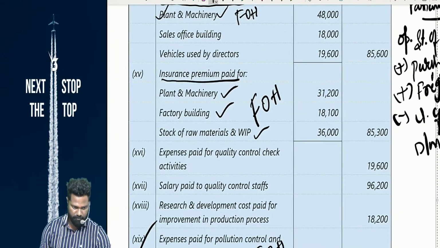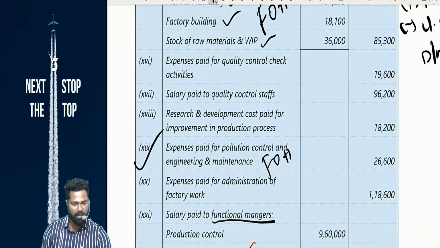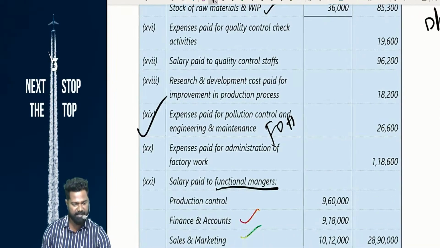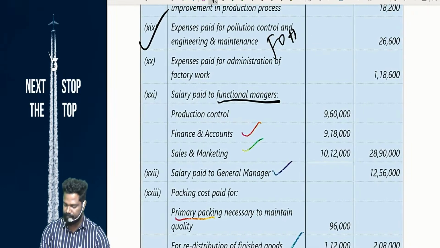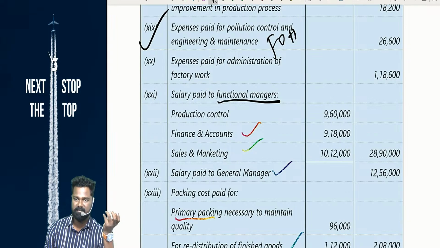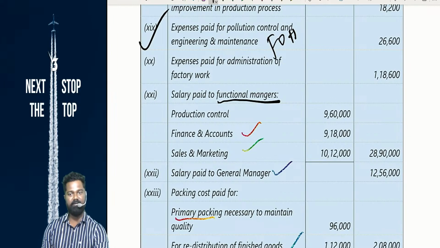Expenses paid for pollution control and engineering maintenance. Next. That's it. Tell me the total. 6 lakhs. Yes, cost, 6 lakhs. 6 lakh 7,900. I'm just talking about FOH. 6 lakhs 7,900.